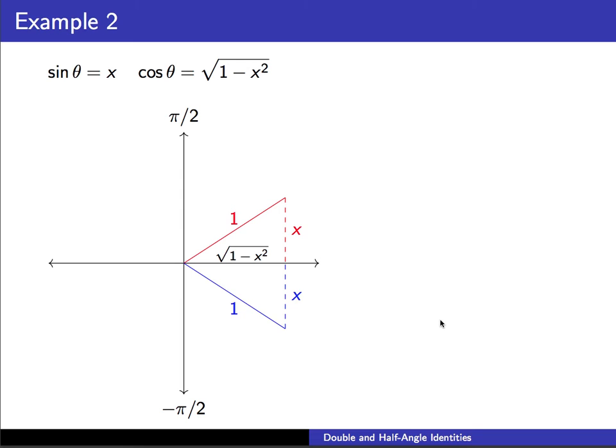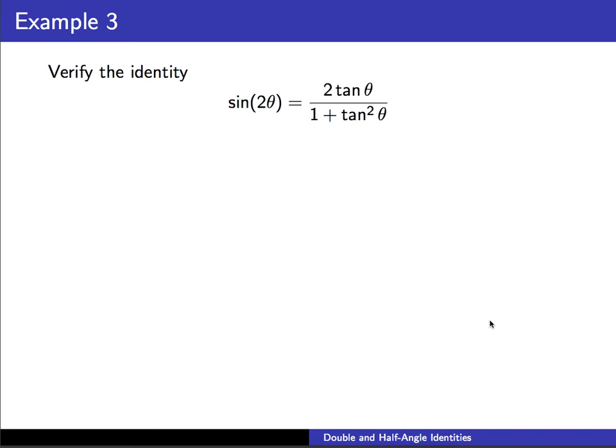So here again, we see now we have it labeled 1, square root of 1 minus x squared for our adjacent side. So with sine of 2 theta equals 2 sine theta cosine theta, we know sine of theta is x, and we now know the cosine of theta, so we can substitute the square root of 1 minus x squared.